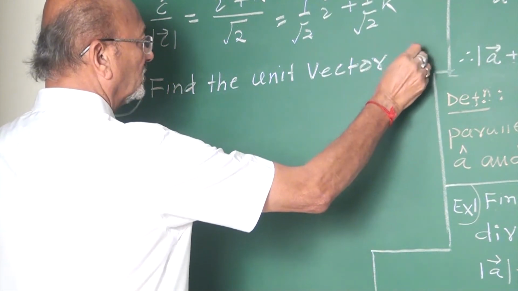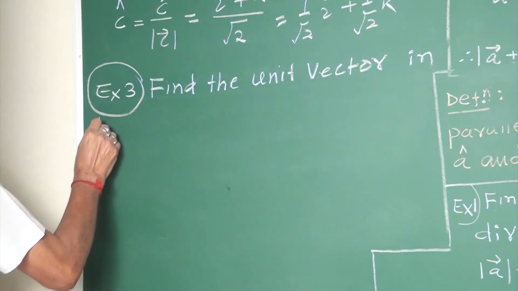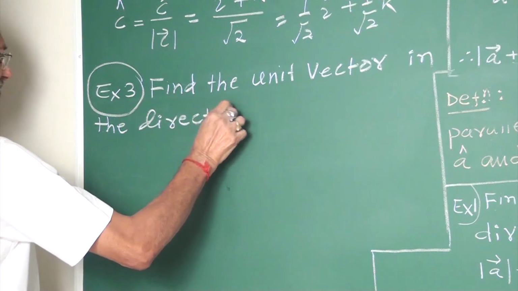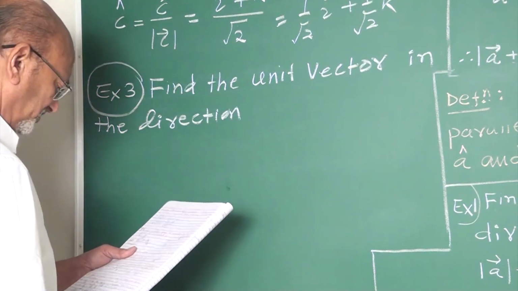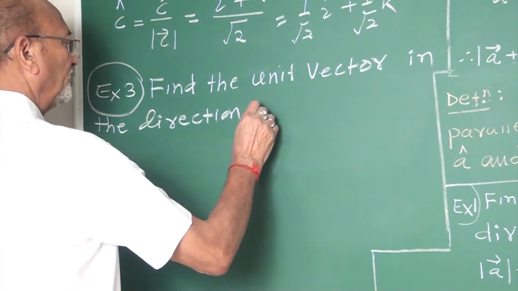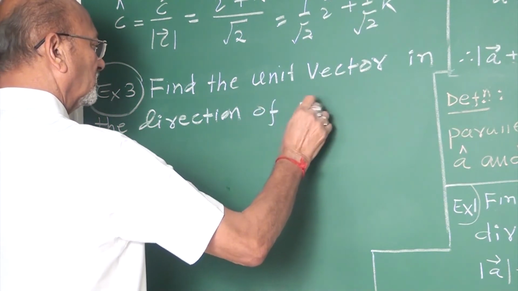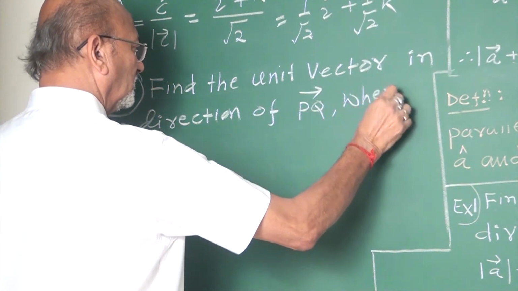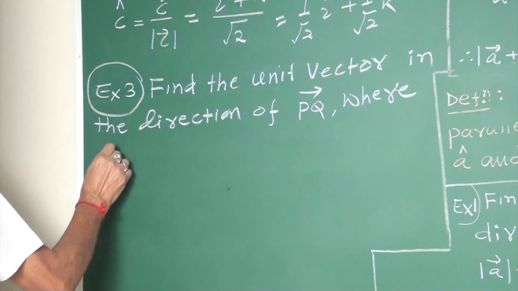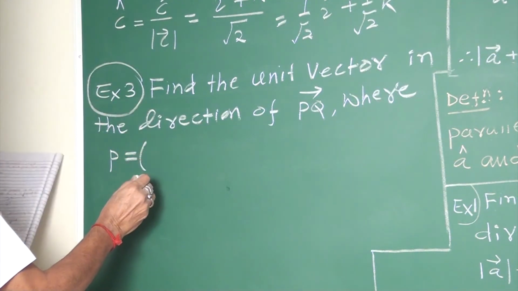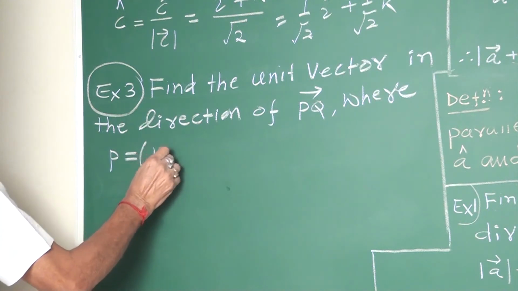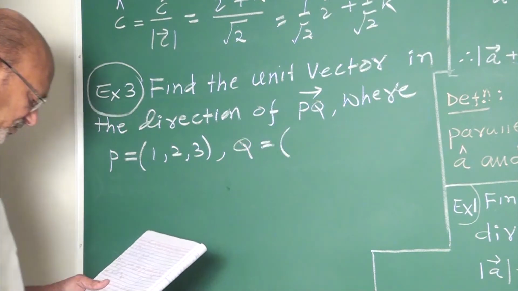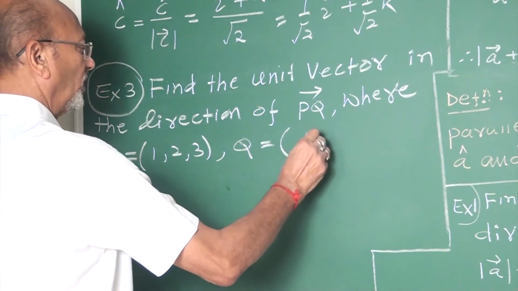In the direction of the vector PQ, where P is a point whose coordinates are 1, 2, 3, and Q is a point with coordinates 4, 5, 6.